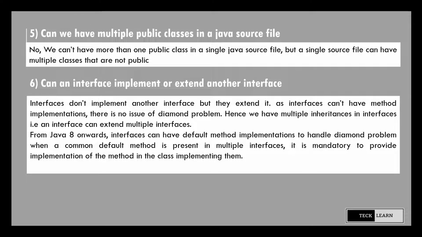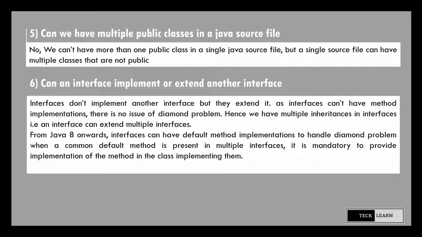5. Can we have multiple public classes in a Java source file? No, we can't have more than one public class in a single Java source file, but a single source file can have multiple classes that are not public.